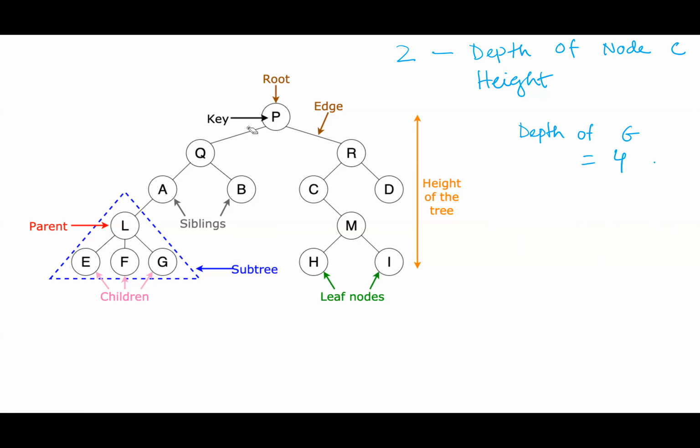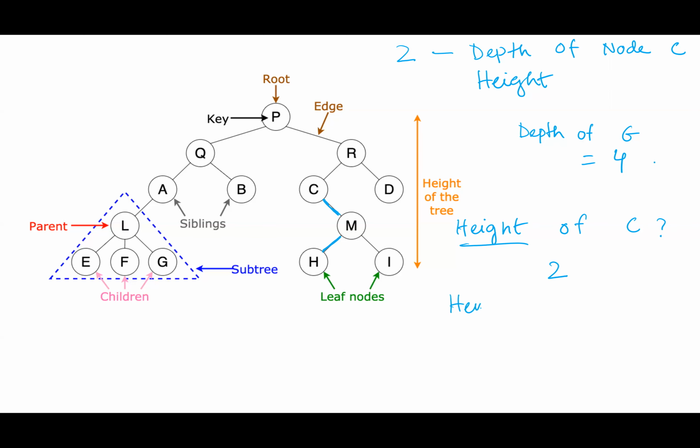Next is height. Now, sometimes we actually make the mistake. We think the height and the depth are the same. That's not true. Height means the number of edges in the longest path from that node to a leaf. So if I ask, what is the height of C? In that case, I have to get the longest path, 1, 2. H is a leaf node, so the height of C is 2.